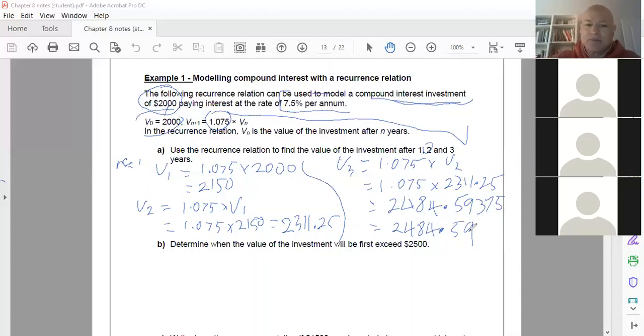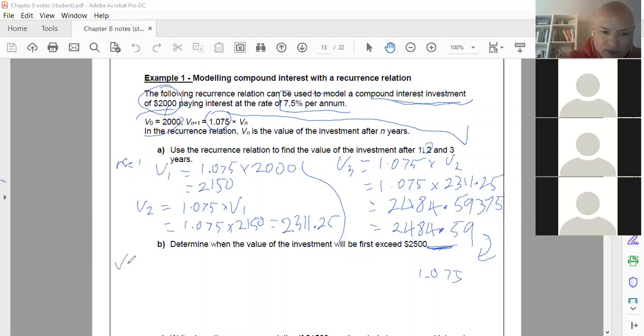Okay. Part B says determine the value of the investment when it first exceeds $2,500. Well, we can do this a number of different ways. We can do it with solve, or, well, that's the way I'm going to do it here. We can just keep going because we know that the next one will be it anyway. So if I times this number here for V3 times 1.075, we should know.